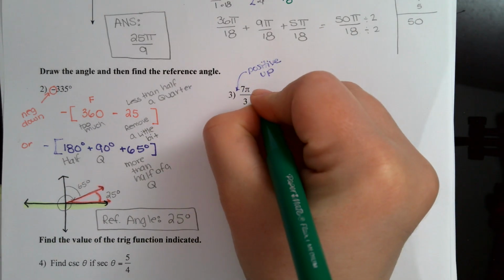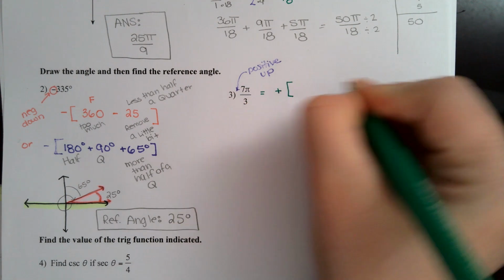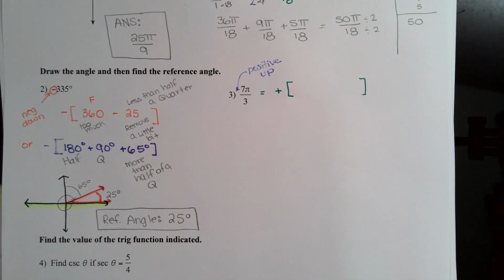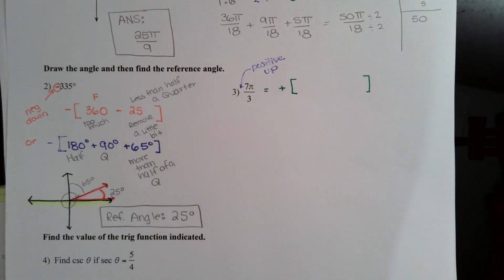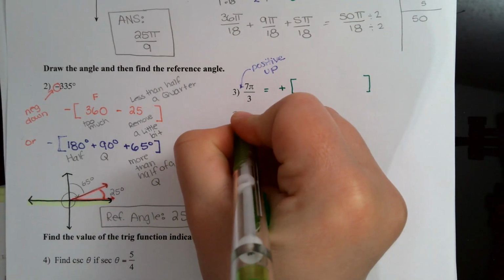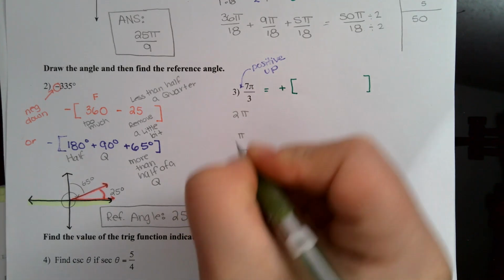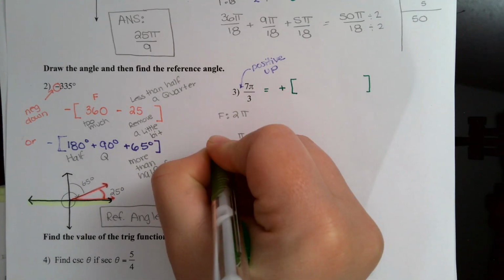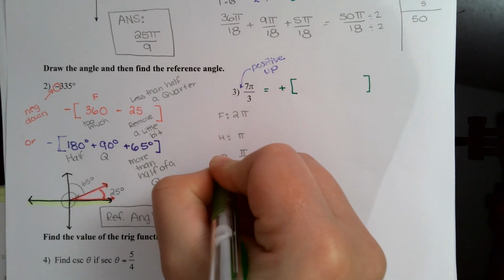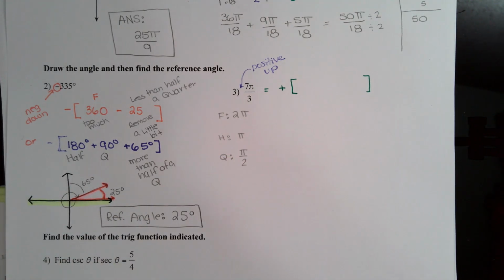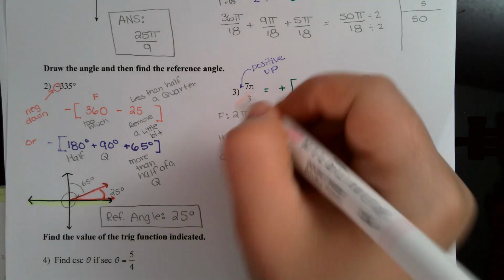When we split this up, I usually like to write a plus in the beginning of my brackets. And you can do this off to the side if you like. You have your 2 pi, your pi, and your pi halves. Now this is just a reference for a full cycle, half a cycle, and a quarter cycle. And the reason I'm doing that is because we need to create common denominators. Common denominators with the given angle.